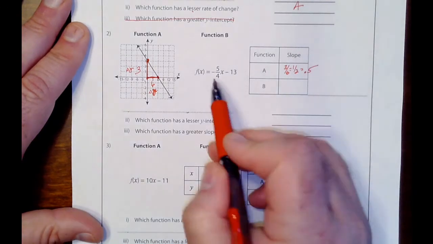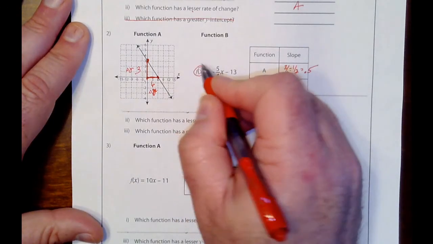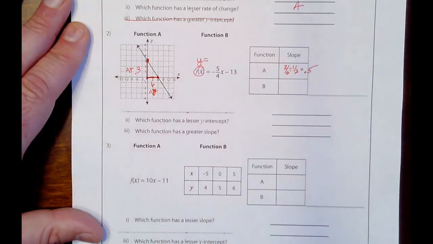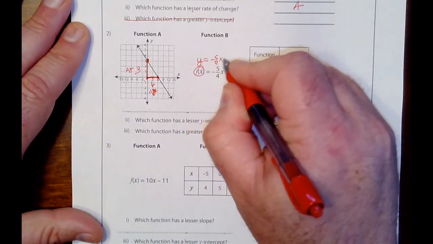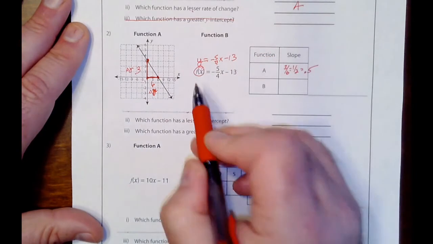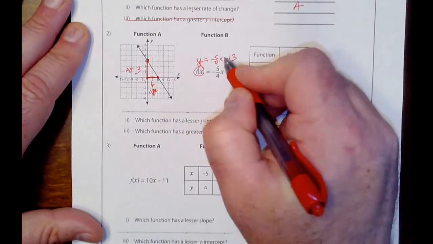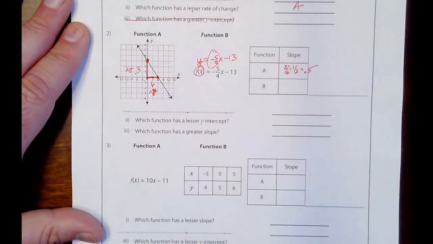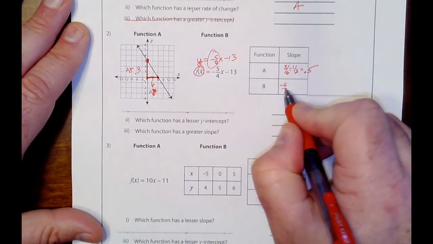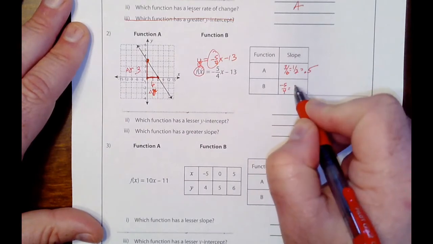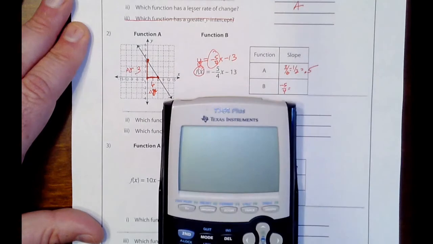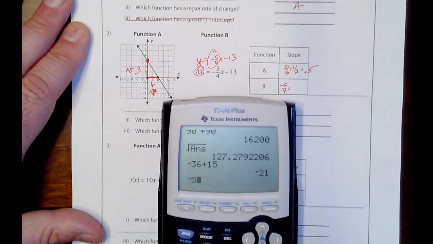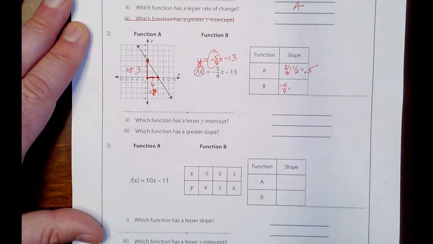When you have something like this, f of x is a fancy little term. It's just the y value. Equal to negative 5/4 of x minus 13. Whenever my equation gets y all by itself, the number in front of the x is your slope, which is just negative 5/4. Which is, if you take out your calculator and you type in negative 5 divided by 4, you get negative 1.25.